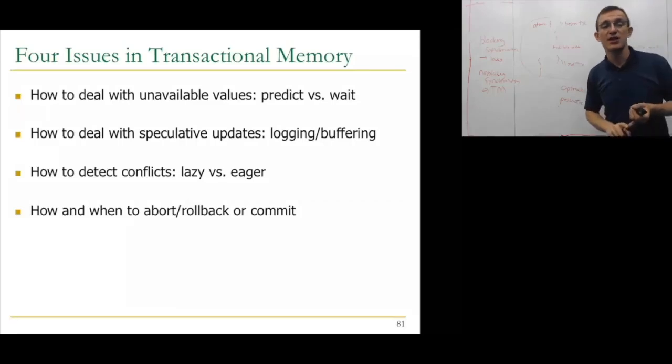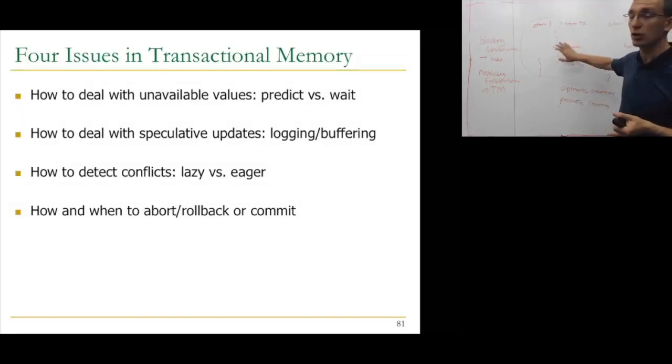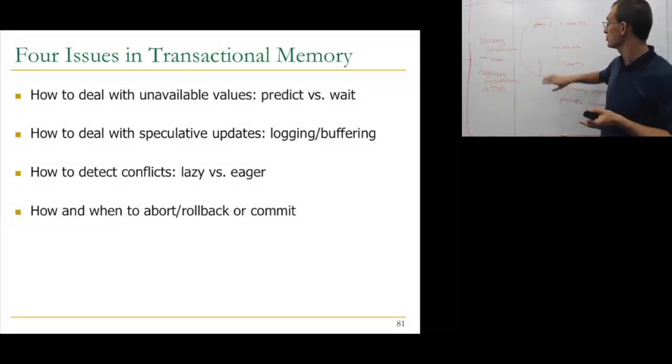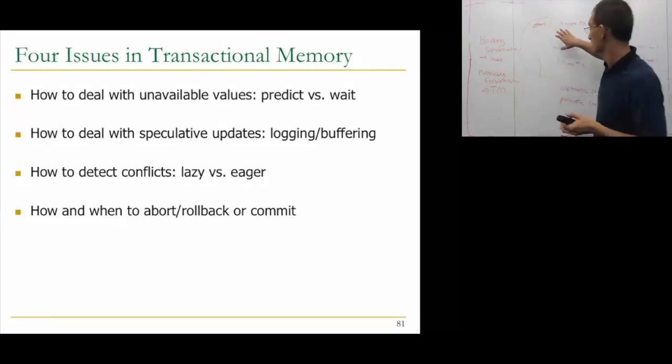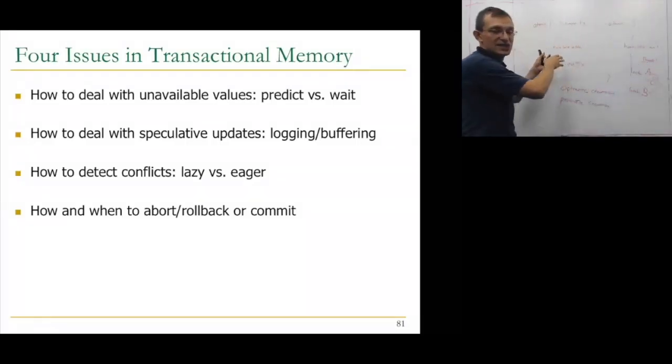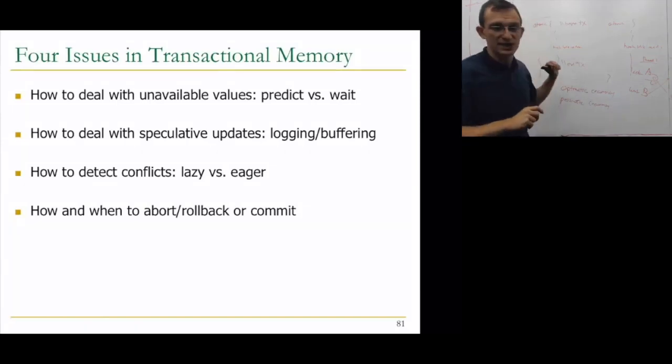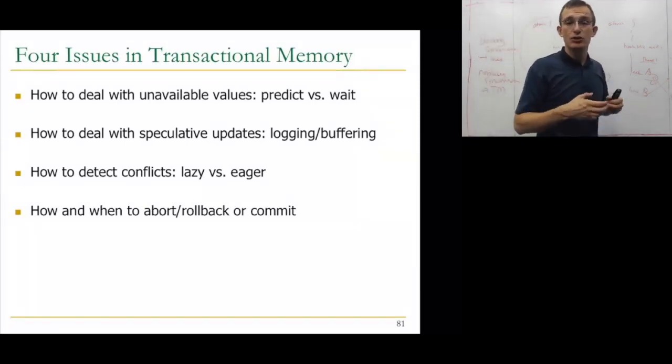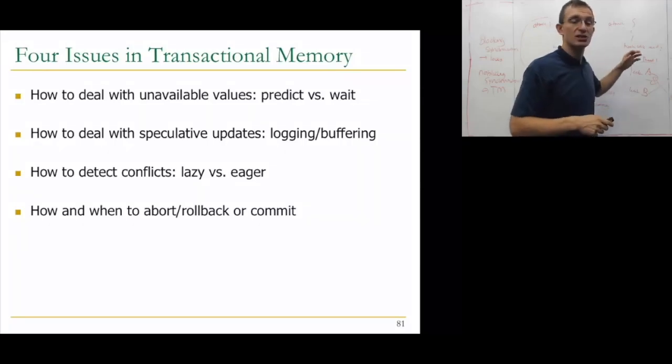But how to deal with speculative updates? Do you do logging or buffering? How do you detect conflicts? Do you do it lazily or eagerly? Do you use the coherence protocol? Or do you actually keep track of read sets and write sets and potentially Bloom filters? How and when do you do the abort, rollback, and commit?